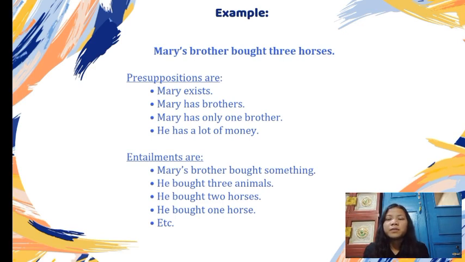To understand presupposition and entailment, we need some examples. We have some examples in this material. The sentence is: Mary's brother bought 3 horses. We have to explain the presuppositions first. The first presupposition from the sentence is that Mary exists, because the sentence talks about Mary's brother. Second, the sentence gives us information that Mary has a brother, because it talks about Mary's brother buying something.